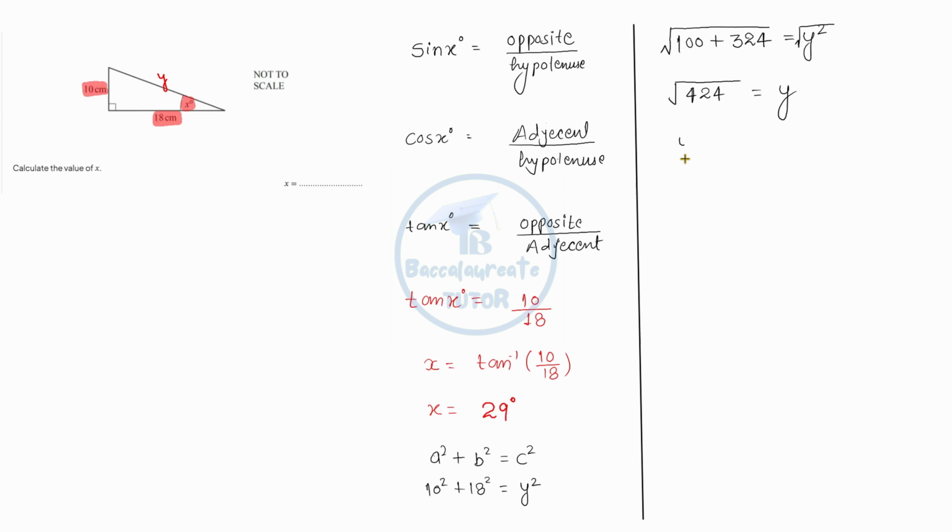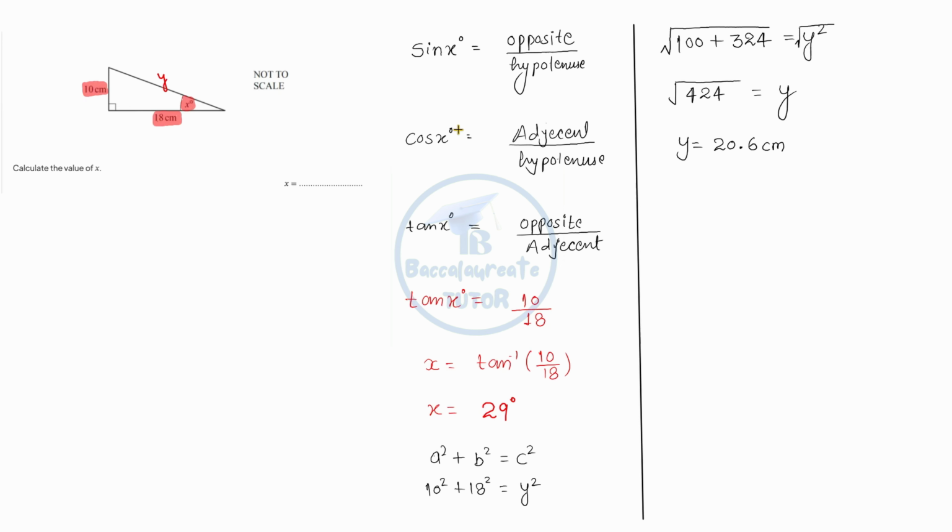You get y equal to 20.59, which can be rounded off to 20.6. And all the units are centimeters, so this will also be in centimeters. But my question is, find this using a trigonometric ratio. How do you do that? Find y with the help of a trigonometric ratio.